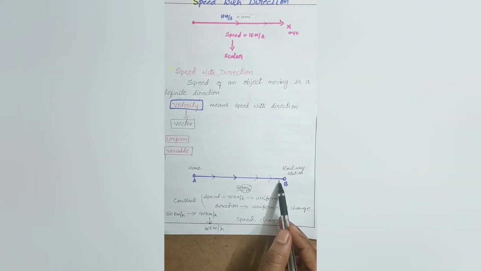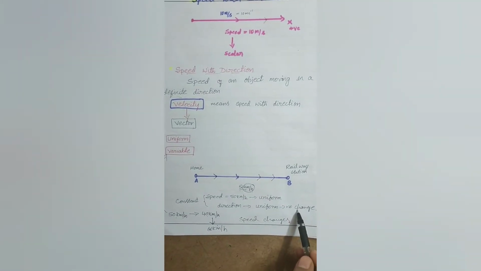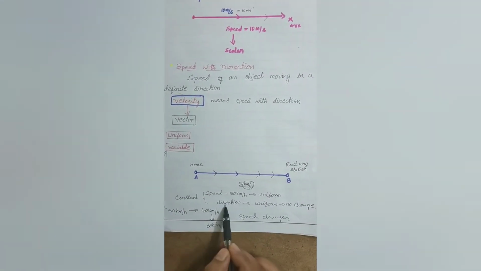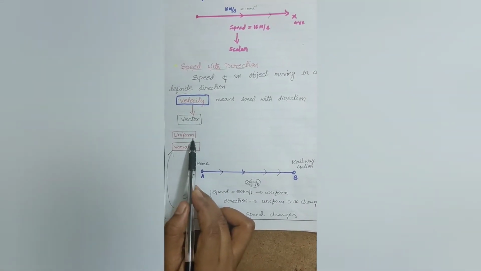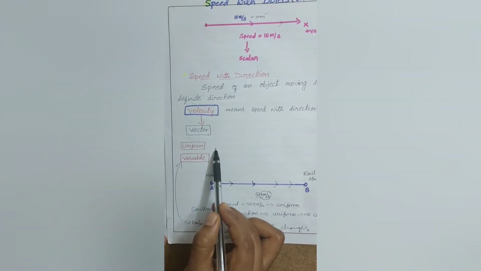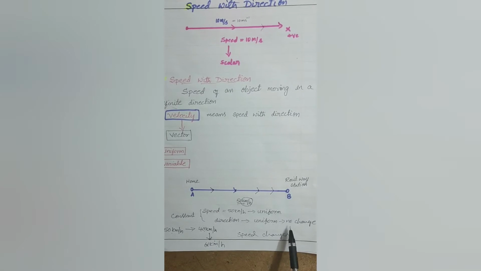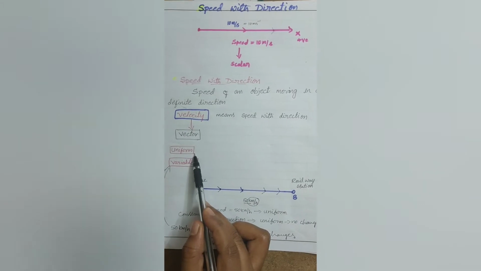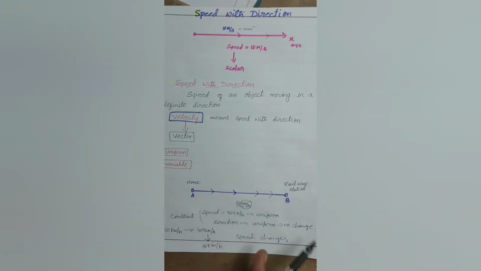What about the direction? There is no obstacle on this road, so the direction does not change. That's why the direction is also uniform. Here both speed and direction are constant. That type of motion is called uniform velocity. So there is no change in speed and no change in direction. That type of motion is called uniform motion, and the object is in uniform velocity.